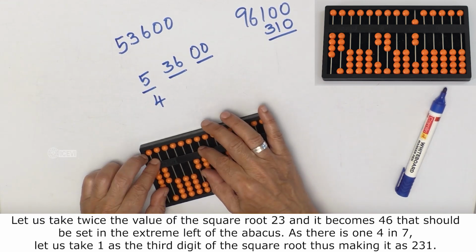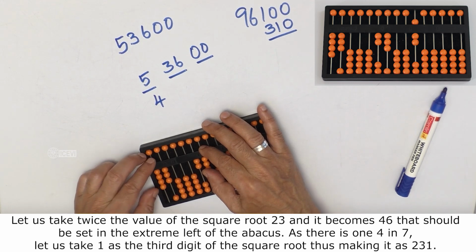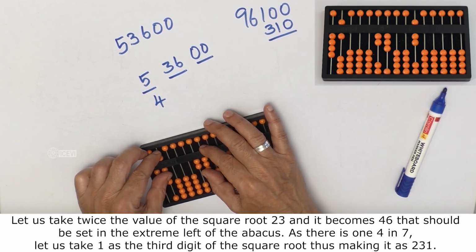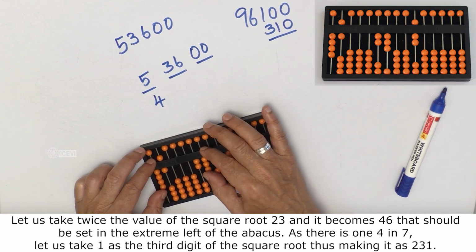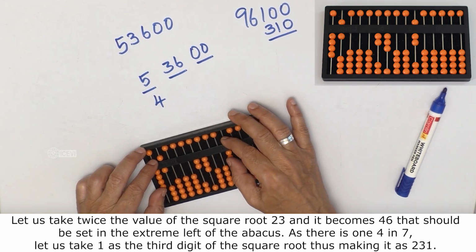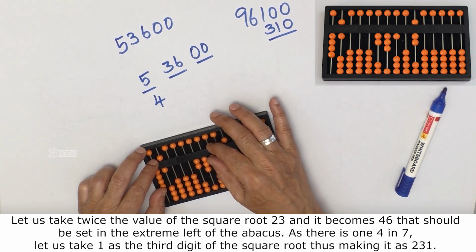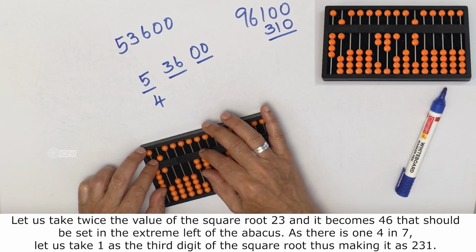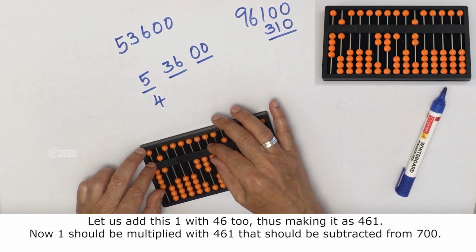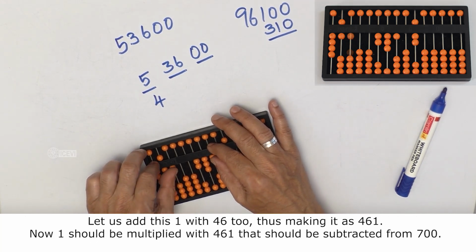Let us take twice the value of the square root 23 and it becomes 46. That should be set in the extreme left of the abacus. As there is 1 4 in 7, let us take 1 as the third digit of the square root. Therefore, making it 231. Let us add this 1 to the 46 too. That means it will become 461.